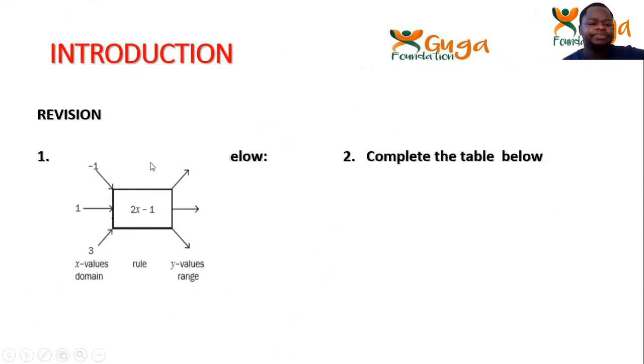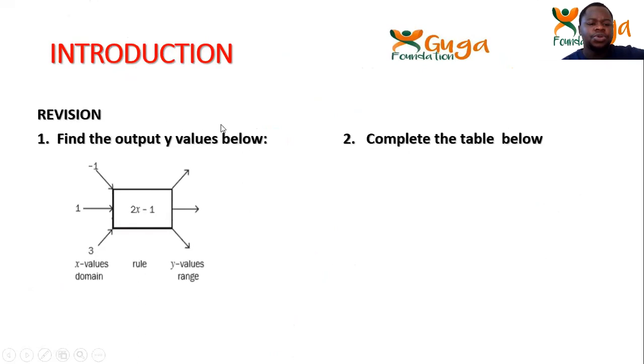Okay, now let's do some revision from grade 8 and 9, and some primary stuff. Suppose here we find the output values, which are the y values below. We are given your x values, which are the domain here, and inside you've got a rule, and then you have to get your y values. Suppose your rule is 2x minus 1. If you substitute negative 1 in the place of x, you'll have 2 multiplied by negative 1 minus 1, which gives you negative 3. When you substitute 1, it will be 2 multiplied by 1, which is 2, minus 1, which is 1. In the case of 3, it will be 2 multiplied by 3, which is 6, 6 minus 1 is 5.